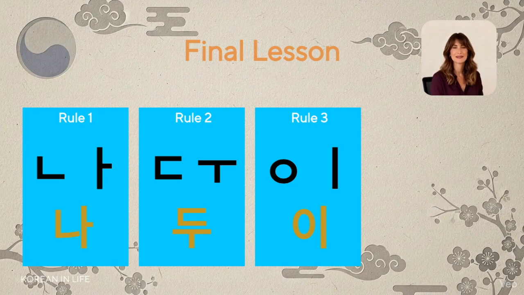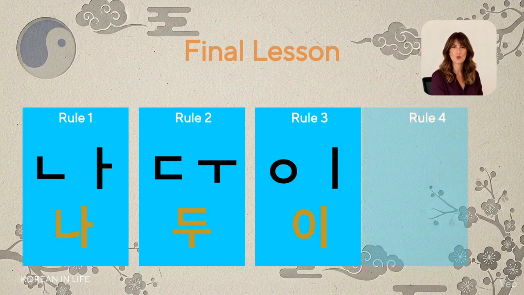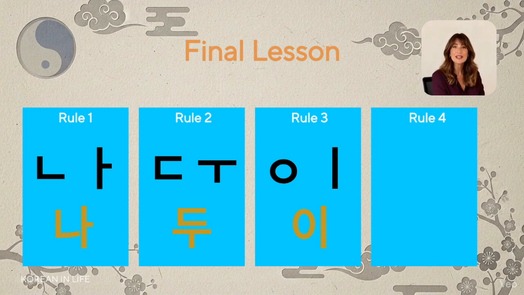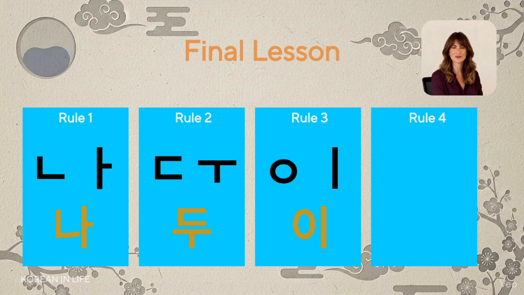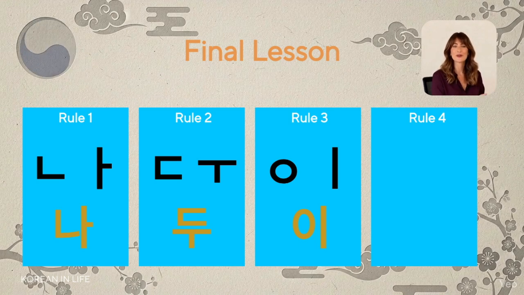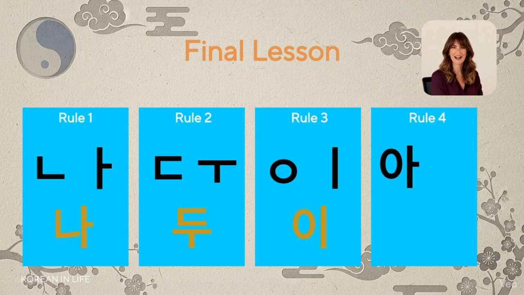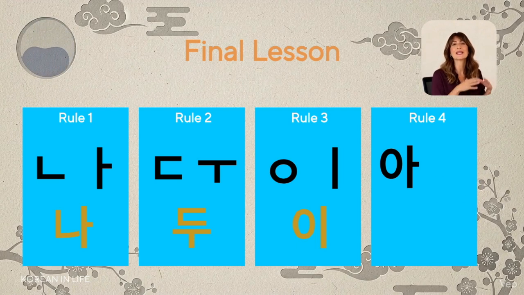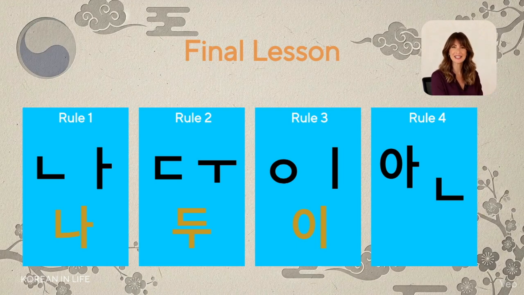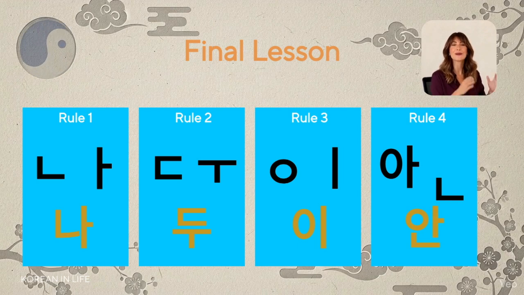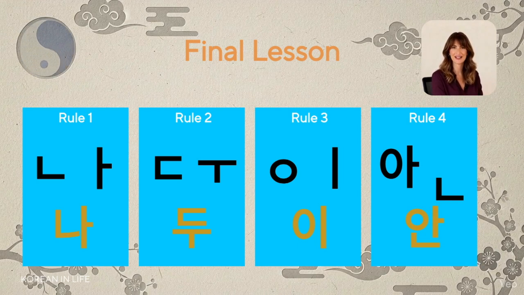Repeat after me. E. Rule 4. The final consonant, batchim, always goes on the very bottom. Example, iung plus a plus a nian batchim is an. Repeat after me. An.